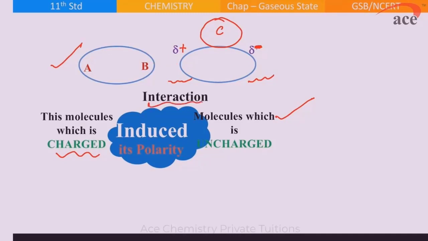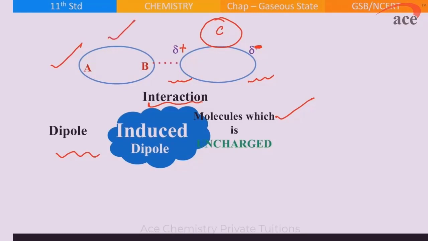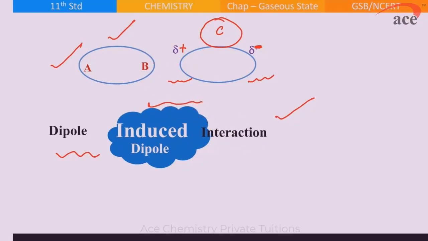So ultimately, what do we get? There will be interaction between a polar molecule and a non-polar molecule. So we get a dipole induced in a non-polar molecule due to this molecule. So we call it dipole, induced dipole interaction.